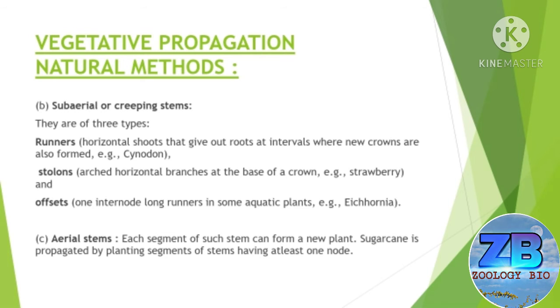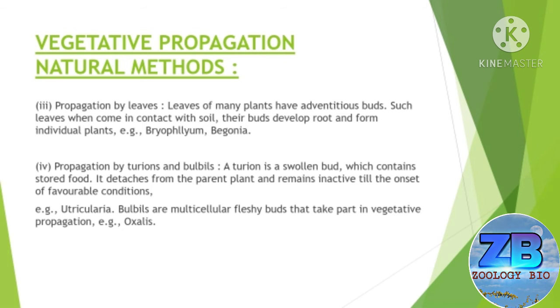Each segment of such a stem can form a new plant. Sugarcane is propagated by planting segments of stems having at least one node. Now the third one is propagation by leaves. Leaves of many plants have adventitious buds. Such leaves, when they come in contact with soil, have their buds develop roots and form individual plants, like Bryophyllum, begonia.